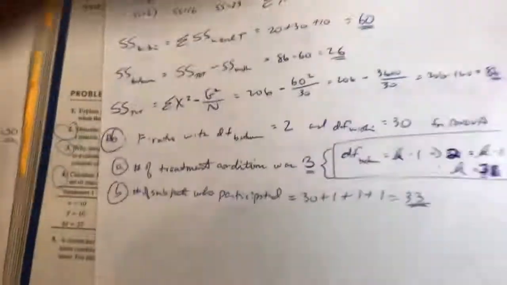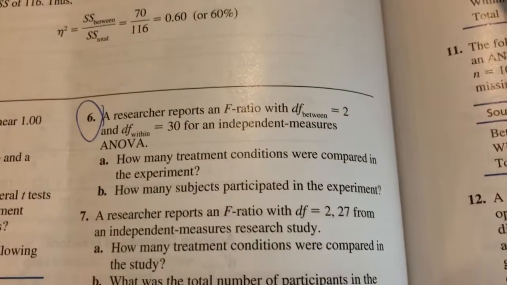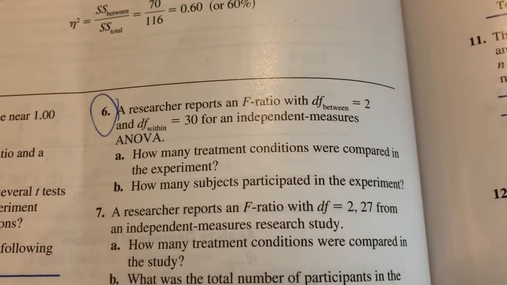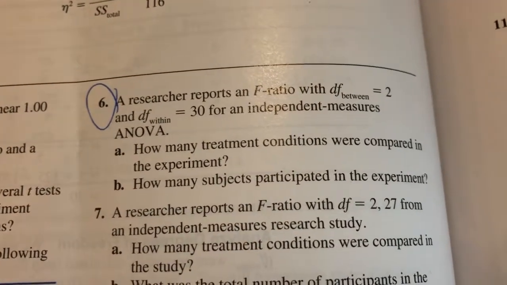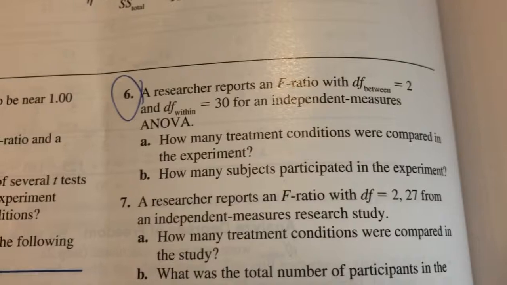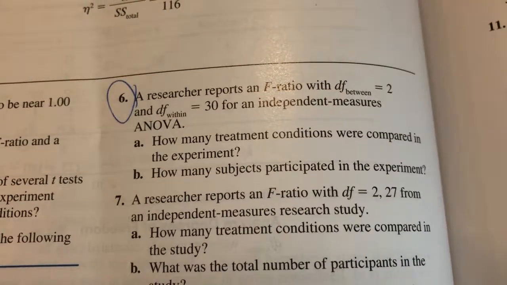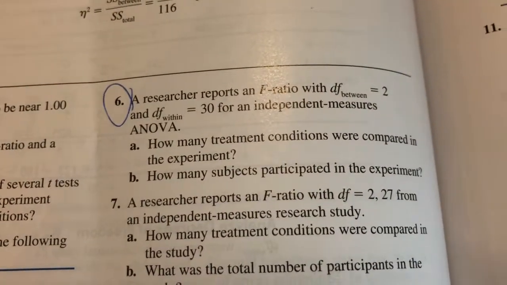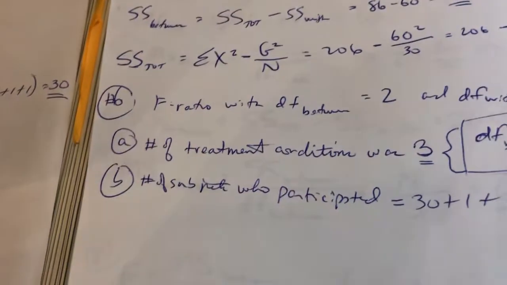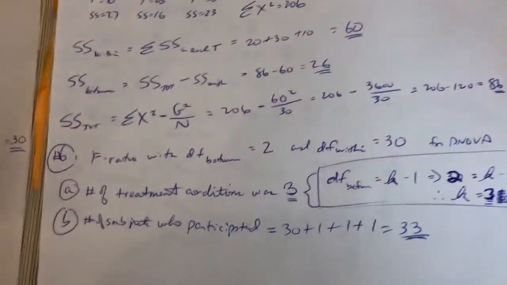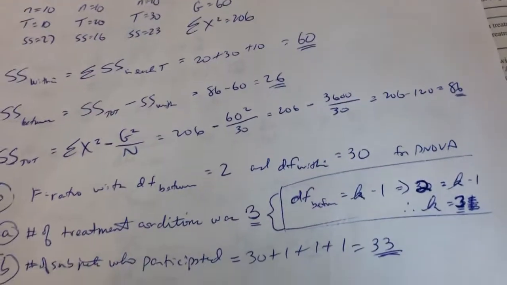And then for number 6, what does that say? A researcher reports an F ratio with the degrees of freedom between of 2 and degrees of freedom within of 30 for an independent measures ANOVA. How many treatment conditions were compared and how many subjects participated? So here's a way to do that.